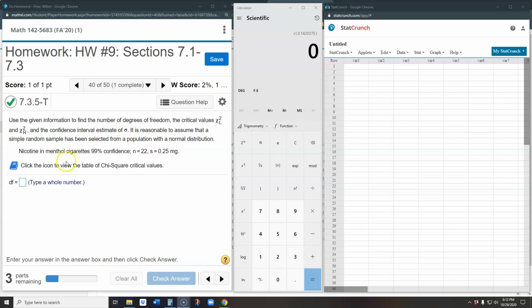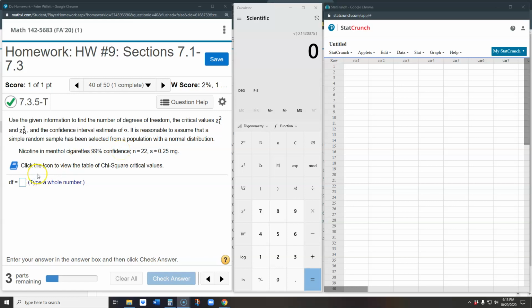Okay, and the information that's given is that nicotine in menthol cigarettes is going to be measured, and there's a 99% confidence interval that we're looking for, and we have a sample size of 22. And the standard deviation of the sample was 0.25 milligrams. So they give us an ability to use a chi-squared critical values table to look up some things, but we're going to just try to do everything in StatCrunch. And we're going to want to use that for the confidence interval anyway, so we might as well do everything in there.